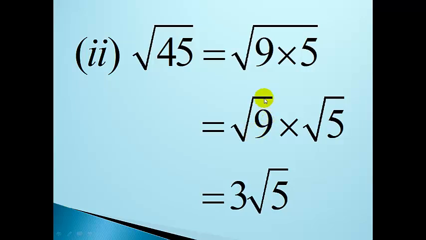Now when we take the square root of 9, the answer is 3. So we have 3 times the square root of 5, and that is 3 root 5. We have 3 root 5. This means that square root of 45 is equal to 3 root 5.